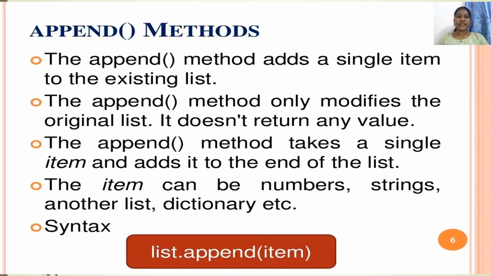The append method. The append method adds a single item to an existing list. The append method only modifies the original list. It does not return any value. The append method takes a single item and adds it to the end of the list. The item can be a number, string, another list, or a dictionary. The syntax for append is list.append and the item in the brackets.